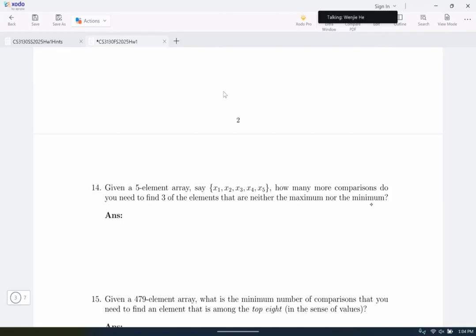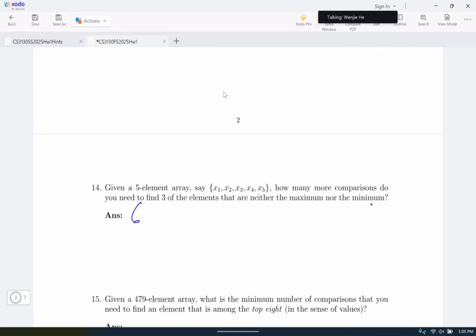Number 14 looks fine. The answer is 6. But so many students give me the answer 5. I look at their formula, and getting 5 is not quite right. For 6, you take the right view, 5 elements. We need 3 of the 5, not the maximum, not the minimum.